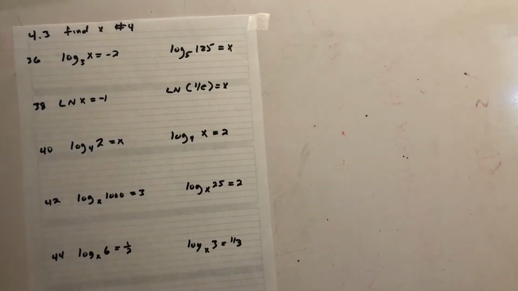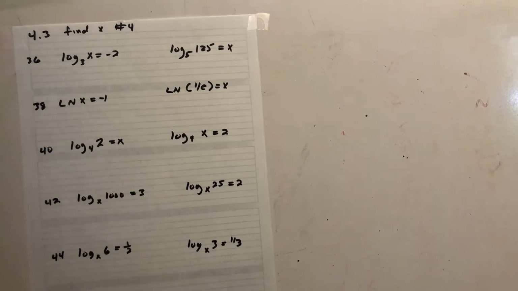Hey there, this is section 4.3. So we're going to do problems 36 to 44 from section 4.3. They're to find x, and some of these are a little confusing because they pick some weird numbers. So I'm going to work them, and I want you to make a guess on some of these.